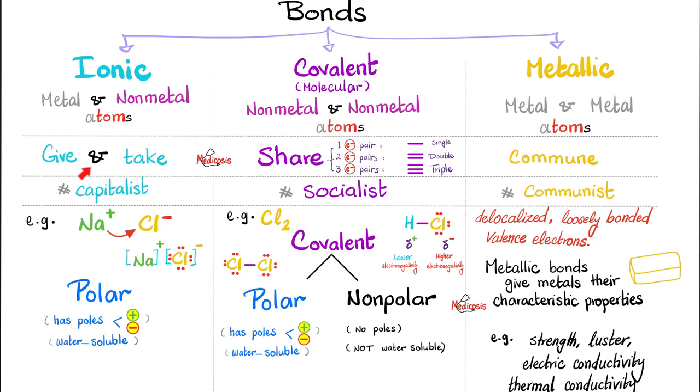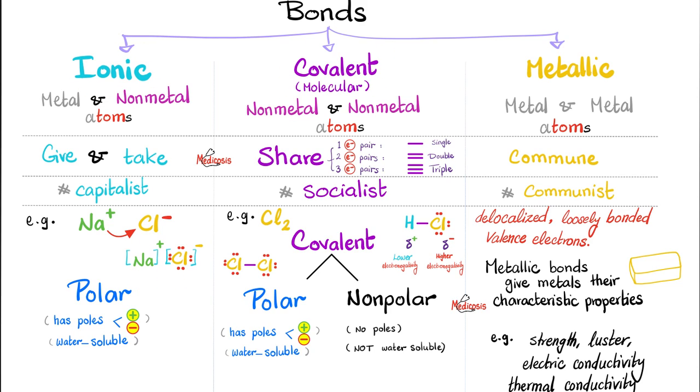Ionic bonding is all about give and take. One atom is losing an electron, the other atom is gaining an electron, such as in sodium chloride. Sodium is losing an electron and becoming a positive ion in the process, while chlorine is gaining an electron and becoming a negative ion in the process. That's an ionic bond, and sodium chloride is an ionic compound.